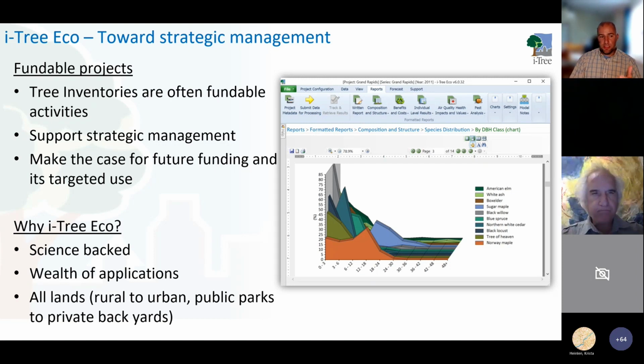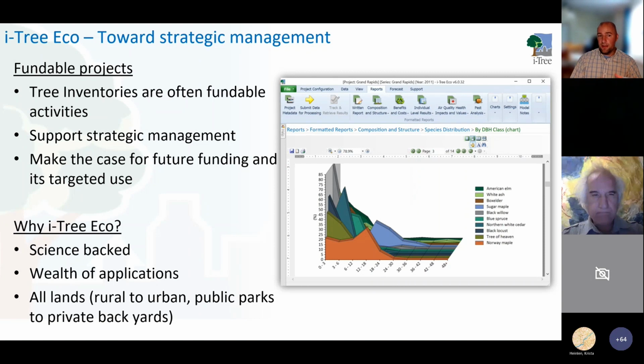Why it's useful to use: it's science-backed. It has a whole bunch of applications, as outlined in that project from Great Britain, that research. And it covers all lands. You can do just city trees. You can do just a park, but you can go to rural lands. You can go to backyards. You can cover the whole gamut with an iTree Eco project.